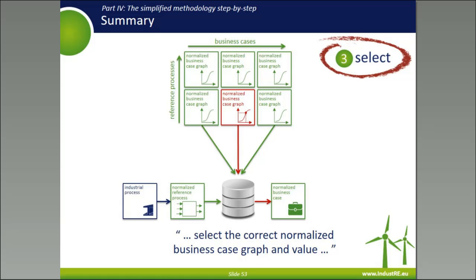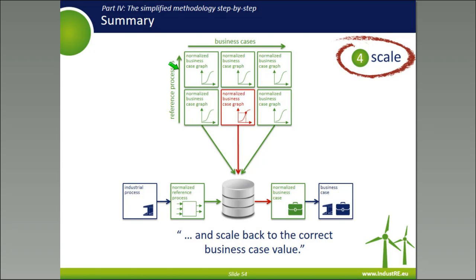Typically, what you can expect is that on the x-axis you see the different business cases, and on the y-axis you have to make this graph for all your reference processes you have in mind. Maybe I should have added a third axis, which would be all the different target countries within the project. So you pick the right normalized business case graph for the right reference process and the right business case, in this case the red one, and then you have the normalized business case value. In the last step you scale it back to the real process values, and you have your correct business case value.